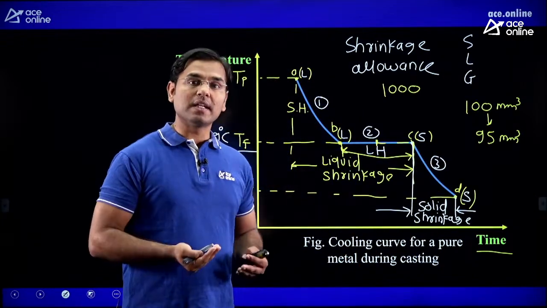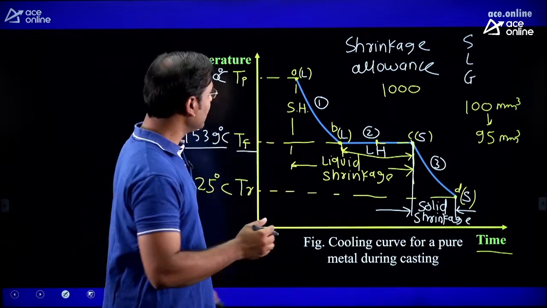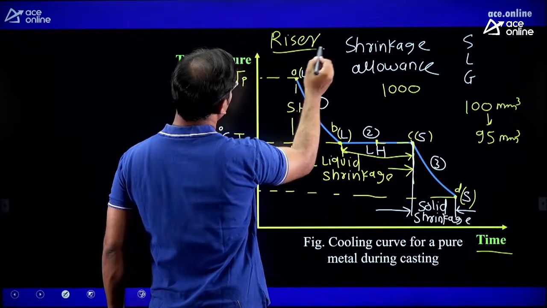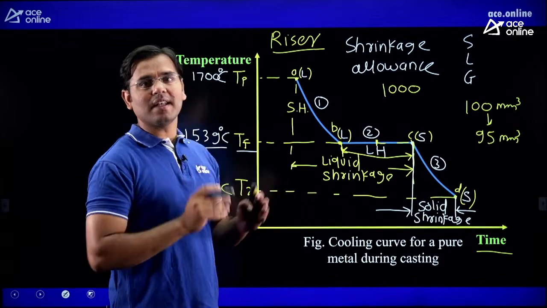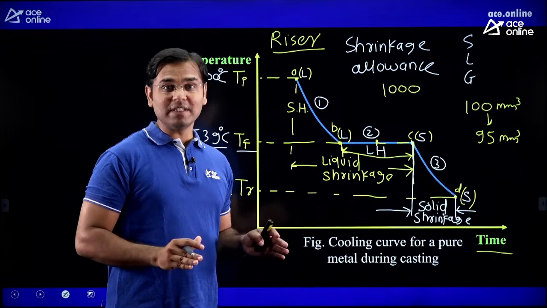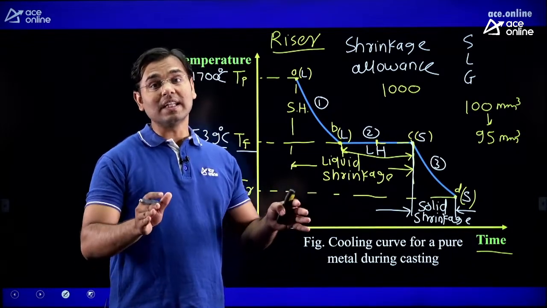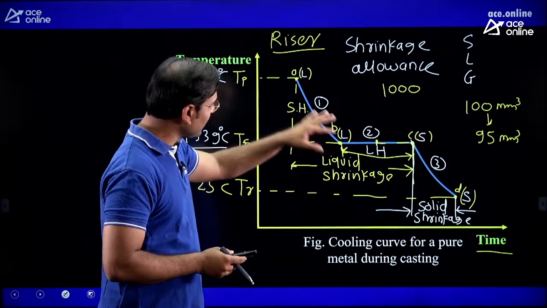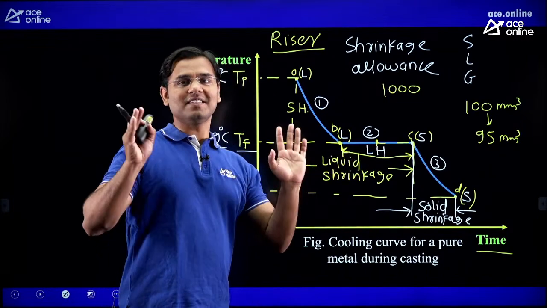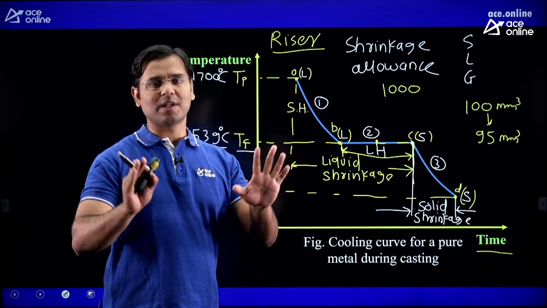Then who will supply that 5 millimeter cube of molten metal? The riser will supply. Riser will supply that molten metal, and in technical language we can say that the riser is compensating liquid shrinkage. Whatever the shrinkage in stage 1 and stage 2 is, the riser is there to take care of that. Means the riser is supplying the same volume of molten metal.